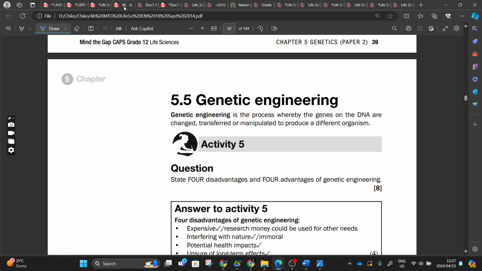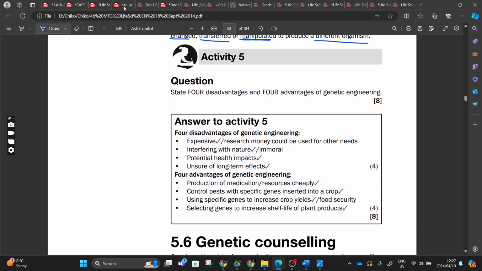Genetic engineering is the process whereby genes on the DNA are changed, right? Manipulated and then transferred, or manipulated to produce a different organism, right? This is genetic engineering. We are manipulating a gene to produce a different organism or to produce a byproduct of a biological process, right? And then after that, it gives you the advantages and disadvantages of this genetic engineering. Disadvantage here, they said it's expensive. We talked about this, right? Expensive, you got it right there.